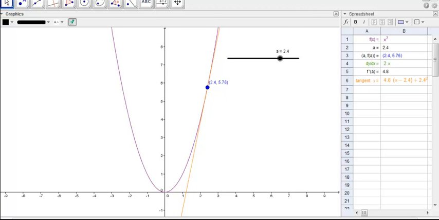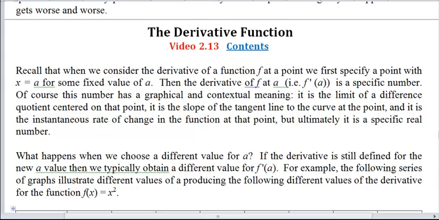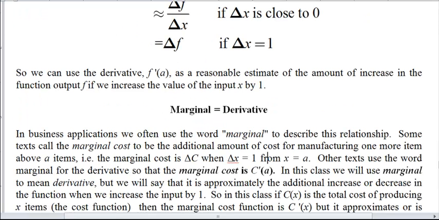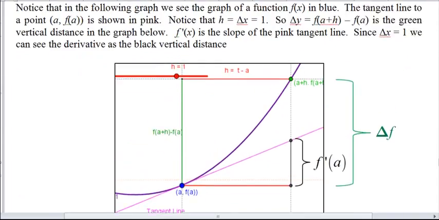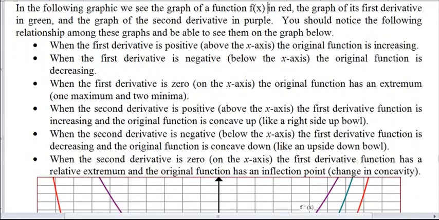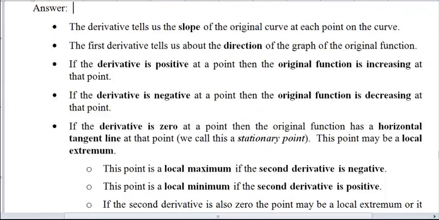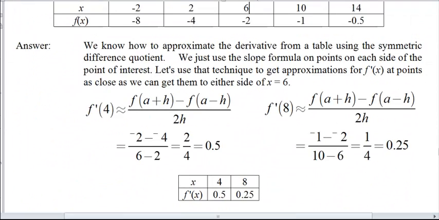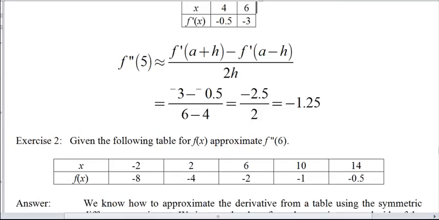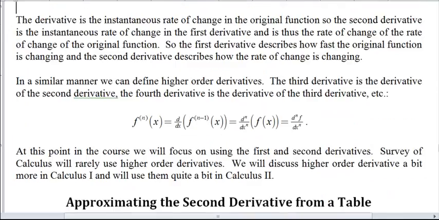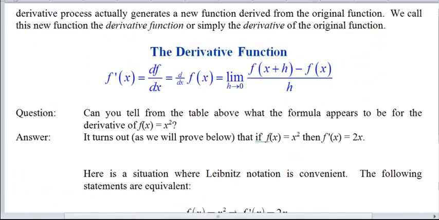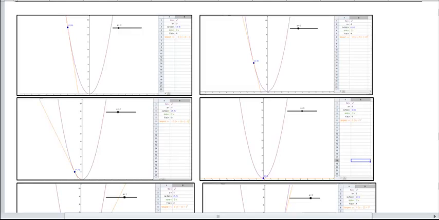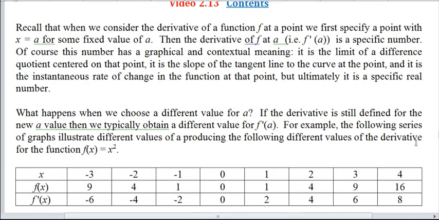We can generate a table. In fact, here are some of the values for that table. I went down too far. Let's go back up to where we are. Okay, I went way too far down. Okay, so here we are.